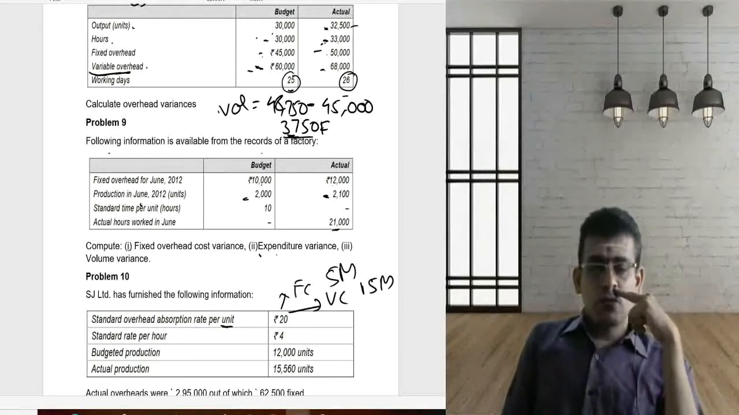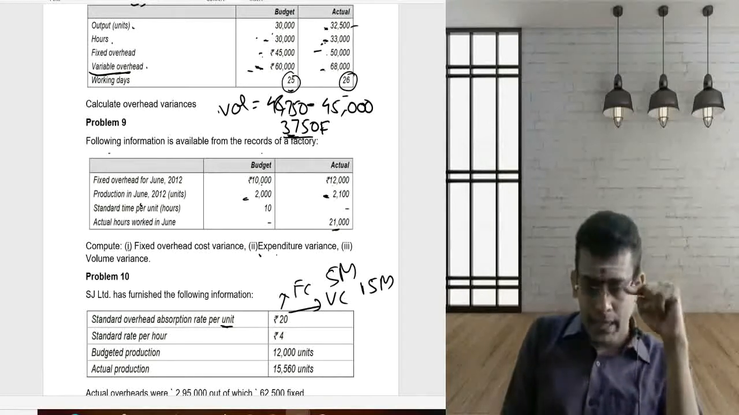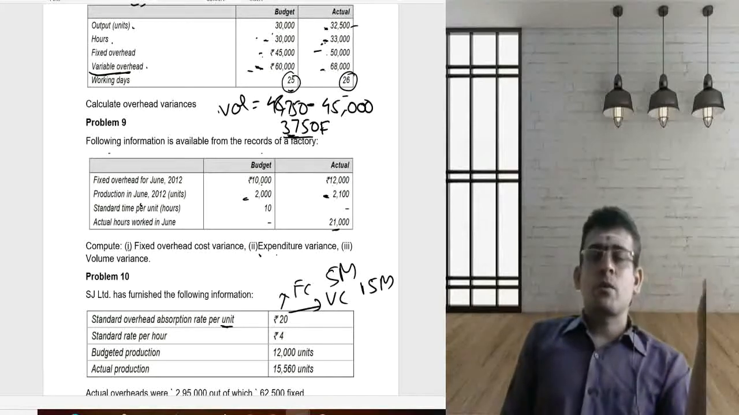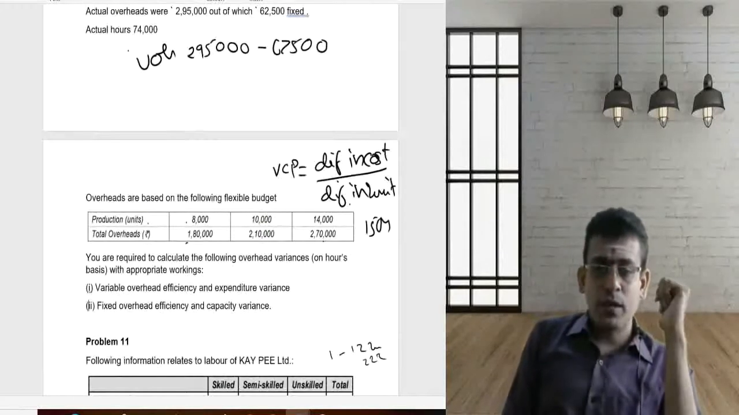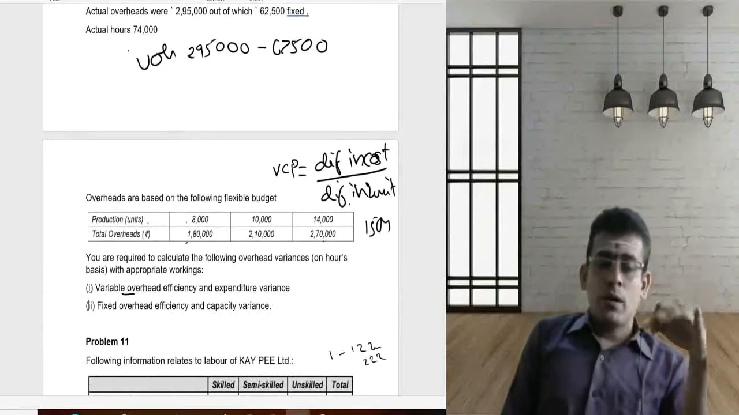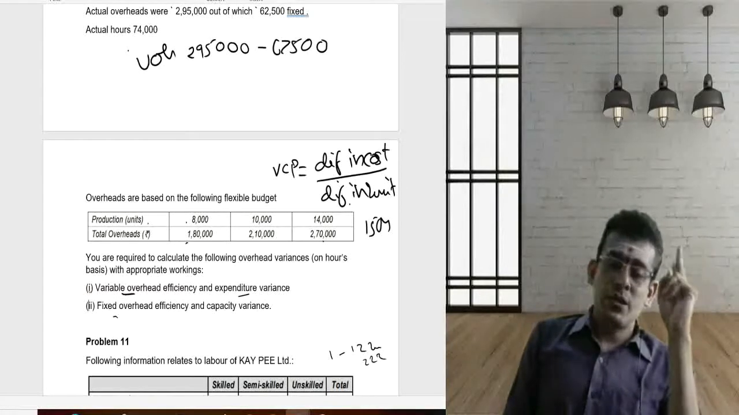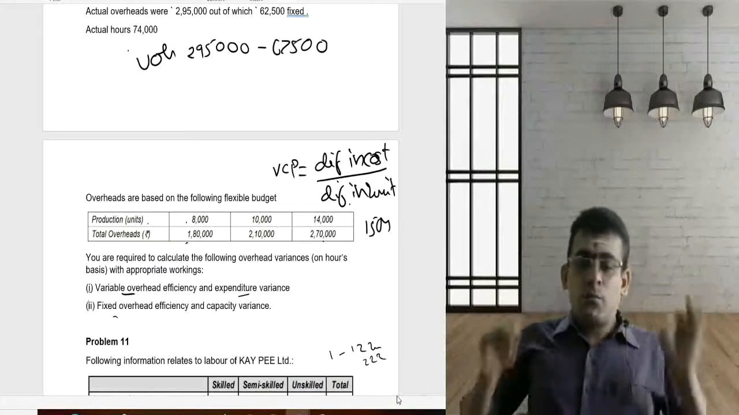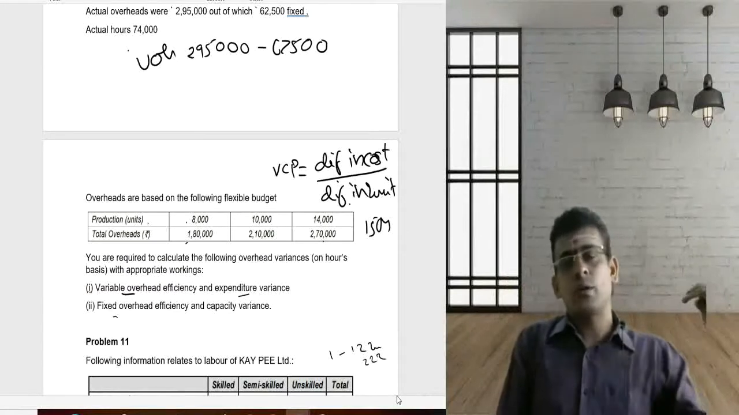Now I need to find out how many hours are required for 1 unit. If I find that out, then based upon this we can easily find out the other variables. Clear? So now let us see what is being asked. With the information, he is asking only two things: variable overhead efficiency and expenditure variance, fixed overhead efficiency and capacity variance. See, always read the problem, see what is asked, put down the formula. Then you assess what information is there and what is not there, then you can do the problem very easily.